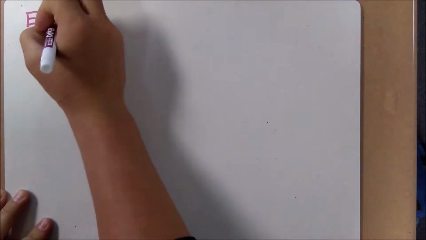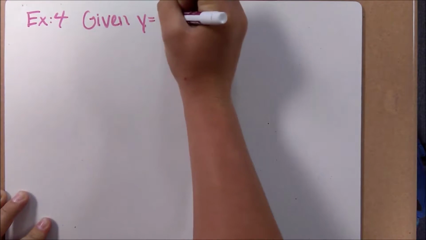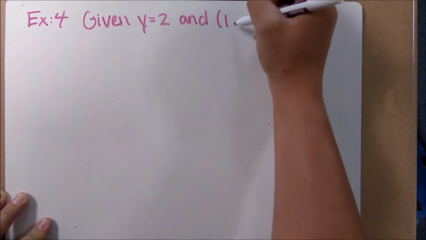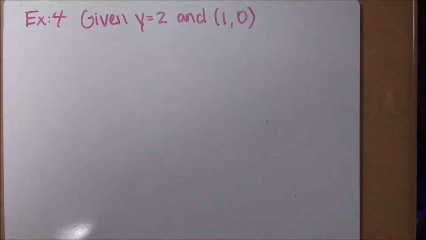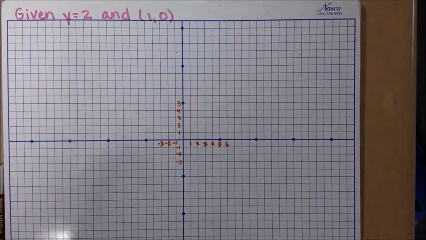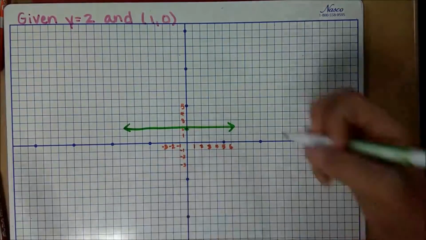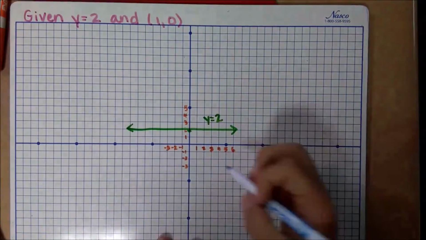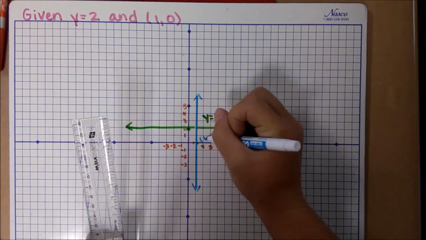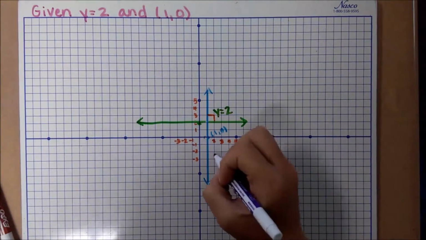In example 4, you will also find a line perpendicular to the given line that passes through the given point. Given y equals 2 and 1, 0, find a line perpendicular to y equals 2 that passes through 1, 0. You start off by graphing y equals 2 in a graph scaled by 1. You then plot 1, 0. The line that is perpendicular to y equals 2 has to pass through 1, 0. Draw a line through 1, 0 that collides with y equals 2 at a 90-degree angle. You can visually see that the line x equals 1 is perpendicular to y equals 2.